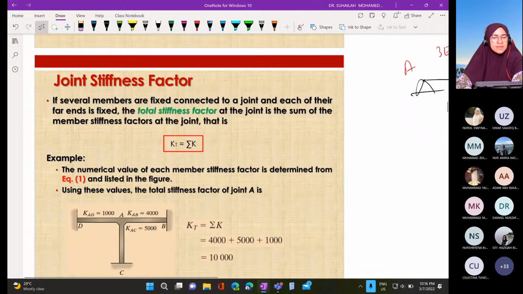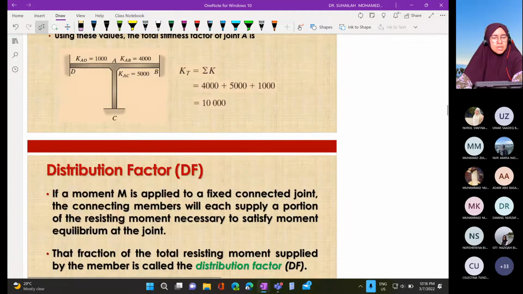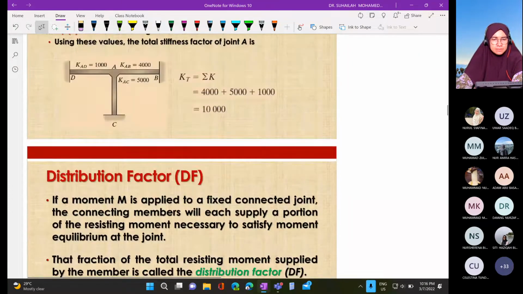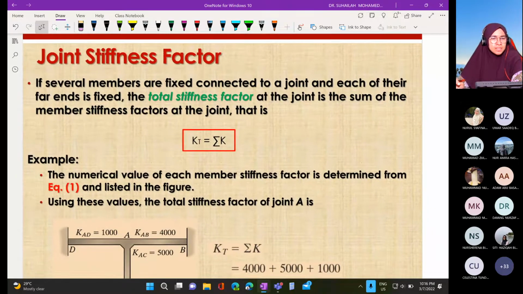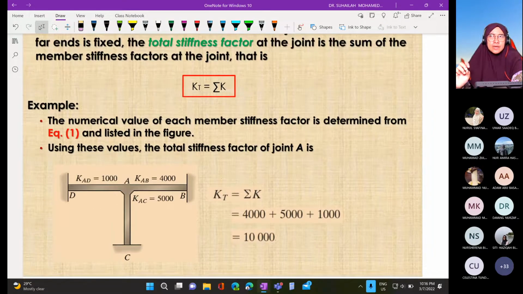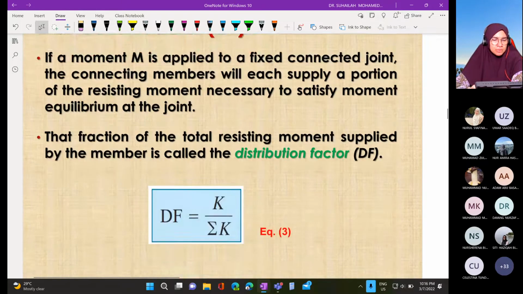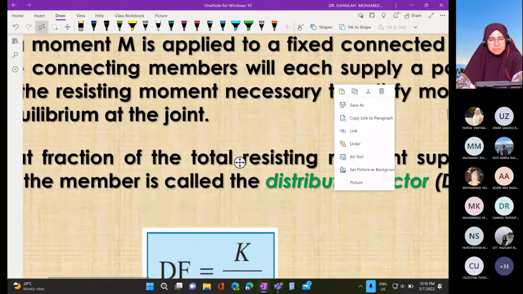After that, the joint stiffness factor is just for the purpose of getting the distribution factor. Okay. So, to calculate the distribution factor, we need to find the total K. Total K means we combine the K's. So when we use it, we get the total K, and then we calculate the distribution factor. Distribution factor is K divided by total K.